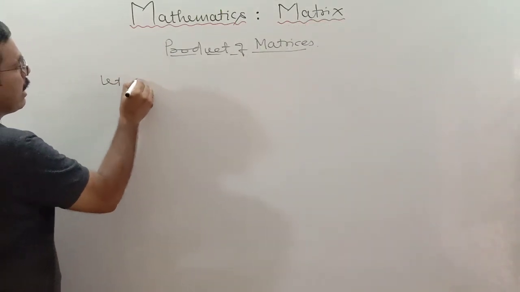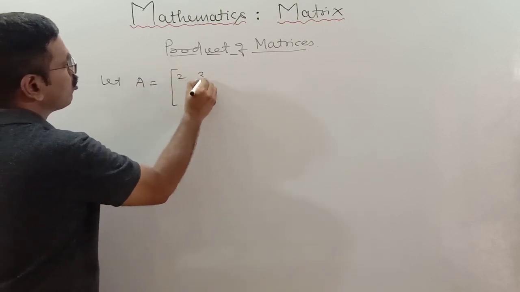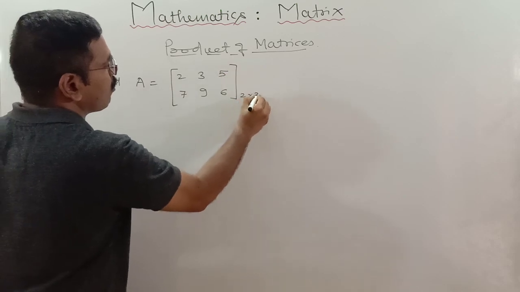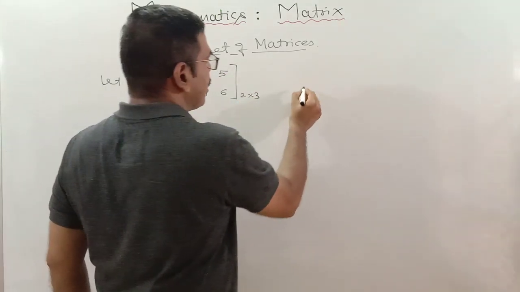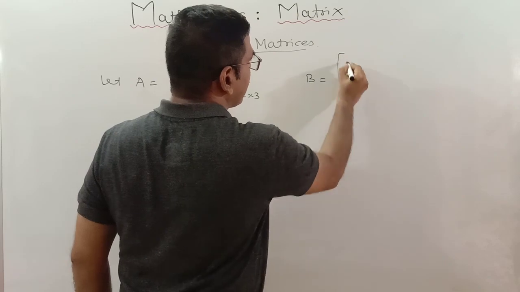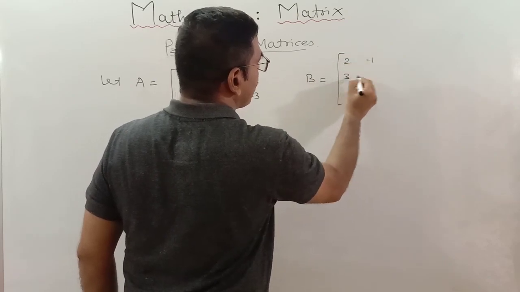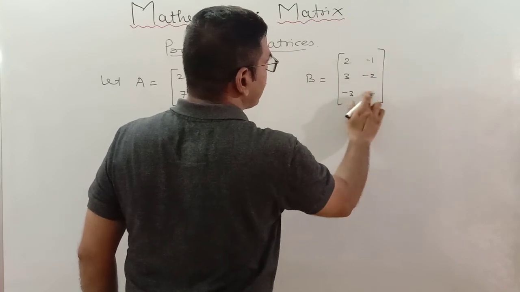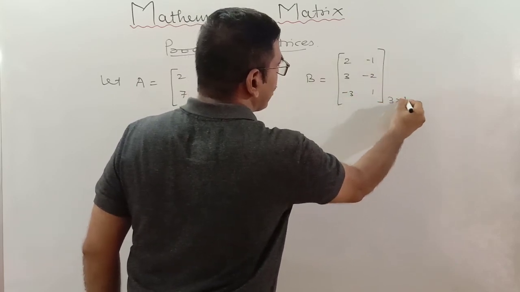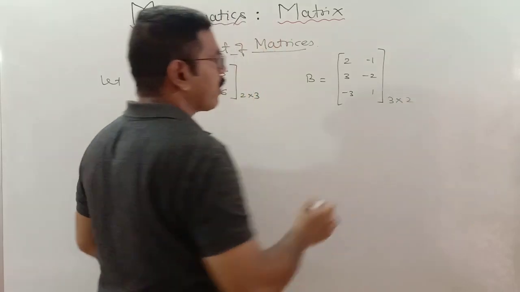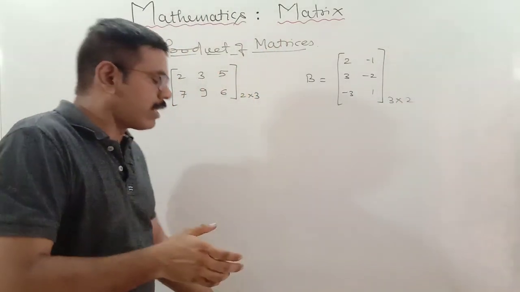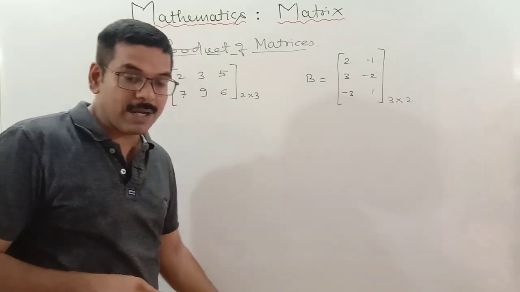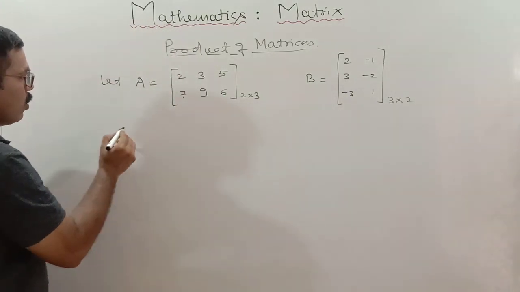Let A is equal to [2 3 5; 7 9 6]. It's a matrix of order 2 cross 3. Now B is a matrix [2 -1; 3 -2; -3 1]. It is a 3 cross 2 matrix. So is the product possible? Very first we'll see that. सबसे पहले हम ये देखेंगे कि क्या इनका प्रोडक्ट पॉसिबल है. चलिए देखते हैं. So solution.